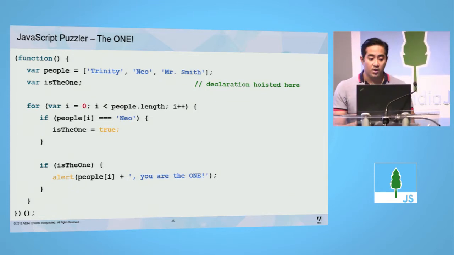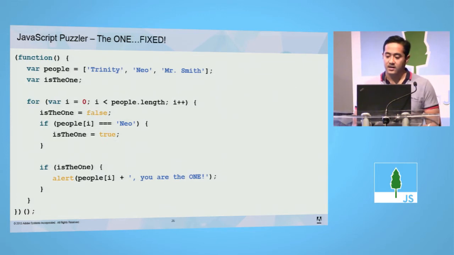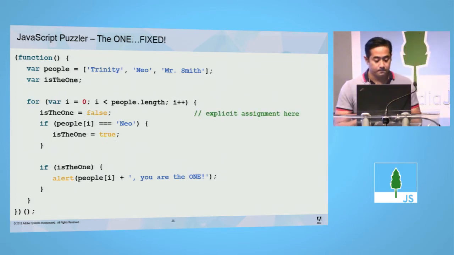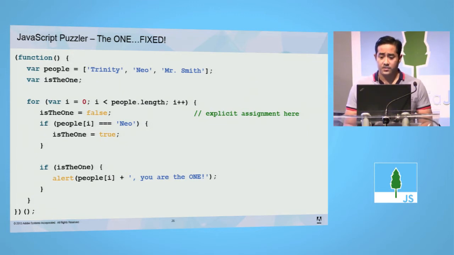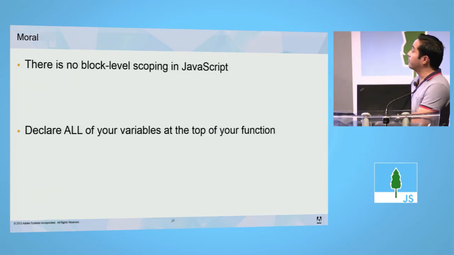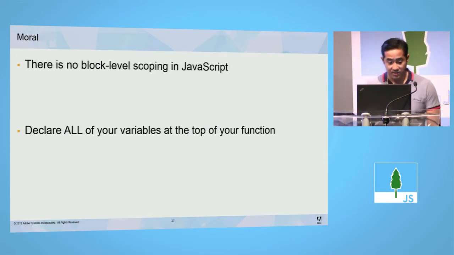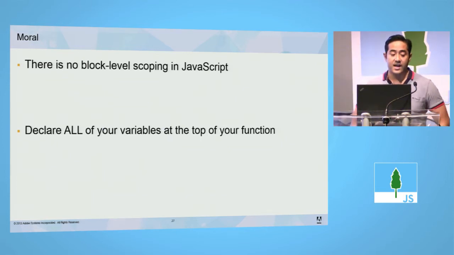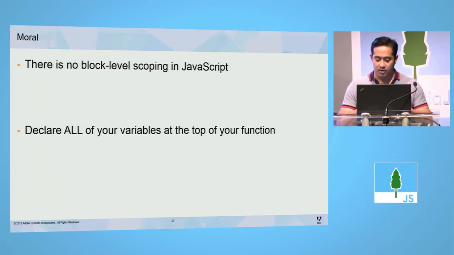So how do we fix it? Well, let's put an explicit assignment there. And so that should do it. So the moral: there is no block level scoping in JavaScript. Douglas Crockford always mentions this. Declare all of your variables at the top of your function. That way you get no surprises with your variable declarations.